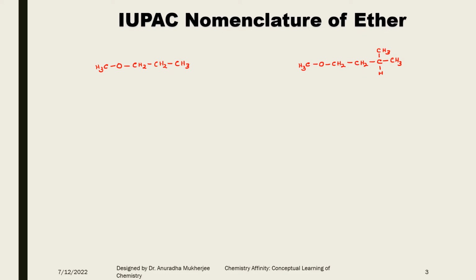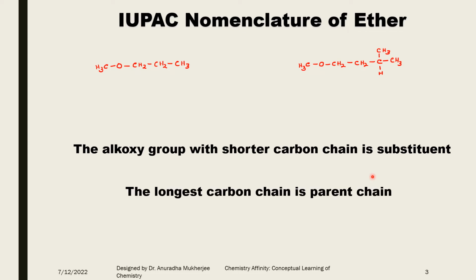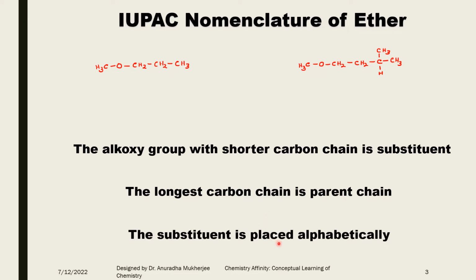Two ether molecules have been taken and we have to find out what will be the IUPAC nomenclature of these ether molecules. You can see these are unsymmetrical ethers. First we have to find the shorter carbon chain, which will be considered as a substituent. That means the alkoxy group with the shorter carbon chain is considered as a substituent. The longest carbon chain is the parent chain and the substituents are placed in alphabetical order.